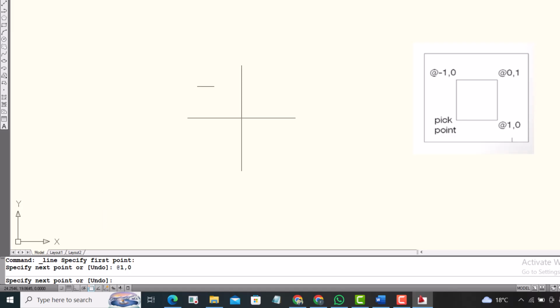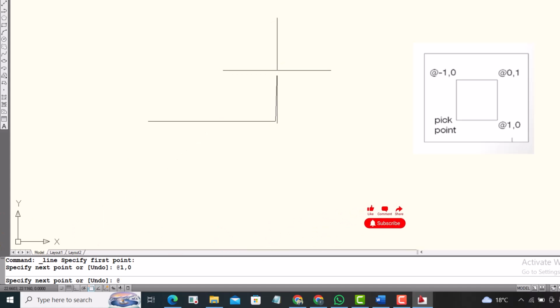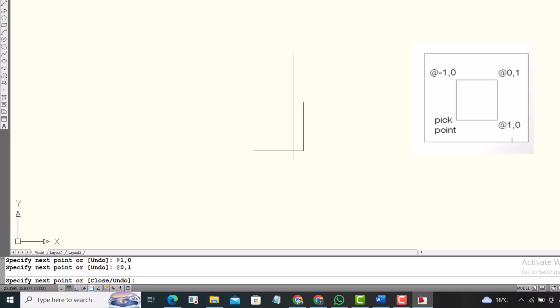Good. You see, the Y in the same level and X 1 unit far from this point. This time it has no relation with the intersection. Okay, for next point, just add simple @0,1. It means X must be in the same level, no movement in this direction, only Y, we have 1 unit Y. Enter. You see, this time I want to go to another point.